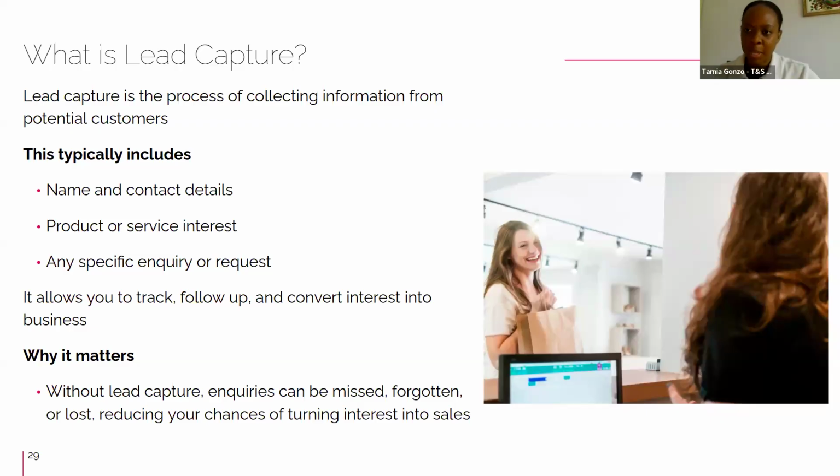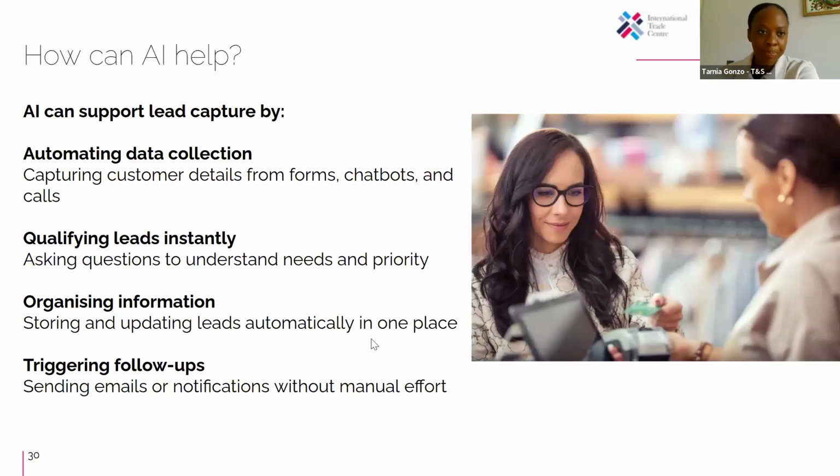Someone might not buy the first time they contact you. They might write an inquiry and then sit on it and not buy. So it's about taking those people through the journey where you track, you follow up, and you convert their interest into business. Without that, you lose your chance of turning someone's interest into a sale and a relationship. So how can AI help?